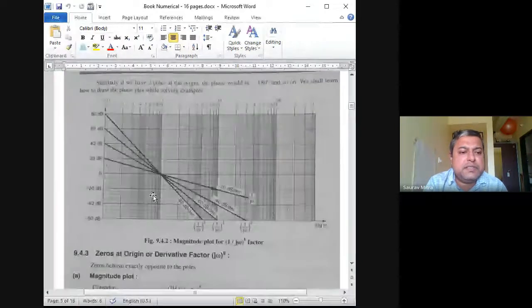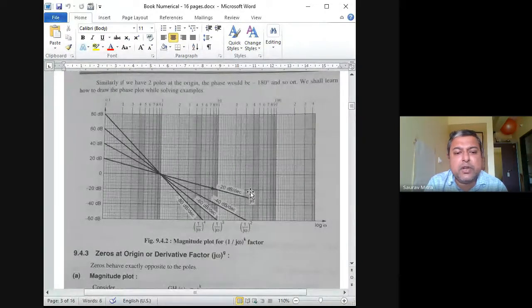So the first graph is 20 dB per decade. This is the fall. This is 1 by j omega. The next graph is 40 dB per decade. It is starting at this point, 0.1. It is written here at the top: you can find 0.1 comma 40. Then it is passing through 1 comma 0 and then it is coming to 10 comma minus 40. So this second line is 1 by s square, where j omega is s.